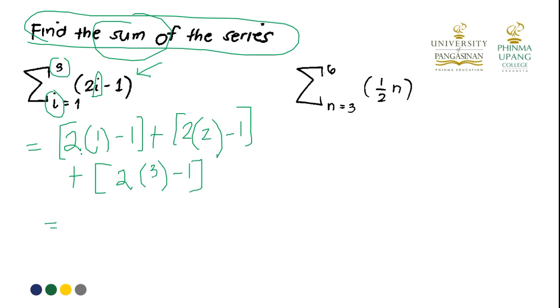So, what is the sum of the first term, guys? What is the answer in the first term? 1 po. This is 2 times 1 minus 1 is 1. How about the second term?